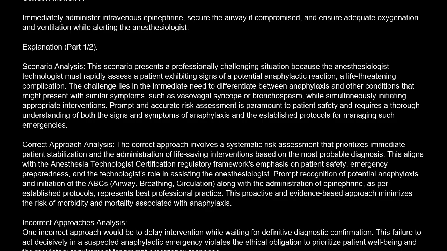This aligns with the anesthesia technologist certification regulatory framework's emphasis on patient safety, emergency preparedness, and the technologist's role in assisting the anesthesiologist. Prompt recognition of potential anaphylaxis and initiation of the ABCs, airway, breathing, circulation, along with the administration of epinephrine, as per established protocols, represents best professional practice. This proactive and evidence-based approach minimizes the risk of morbidity and mortality associated with anaphylaxis.